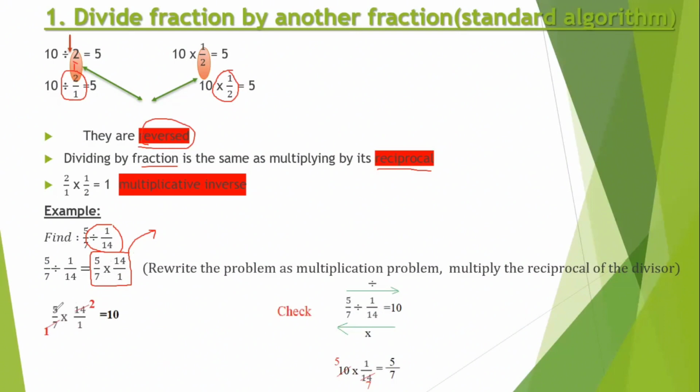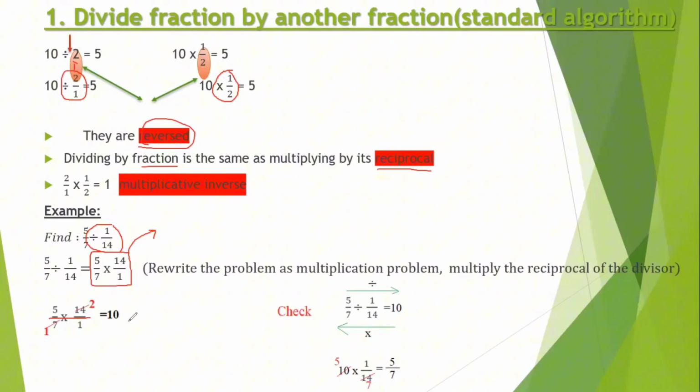Now we can simplify 5/7 times 14/1. I simplify the numerator with the denominator, up and down together. So 7 divided by 7 equals 1. 14 divided by 7 equals 2. Now multiply 5 times 2 equals 10. 1 times 1 equals 1. So 10 out of 1 is 10.